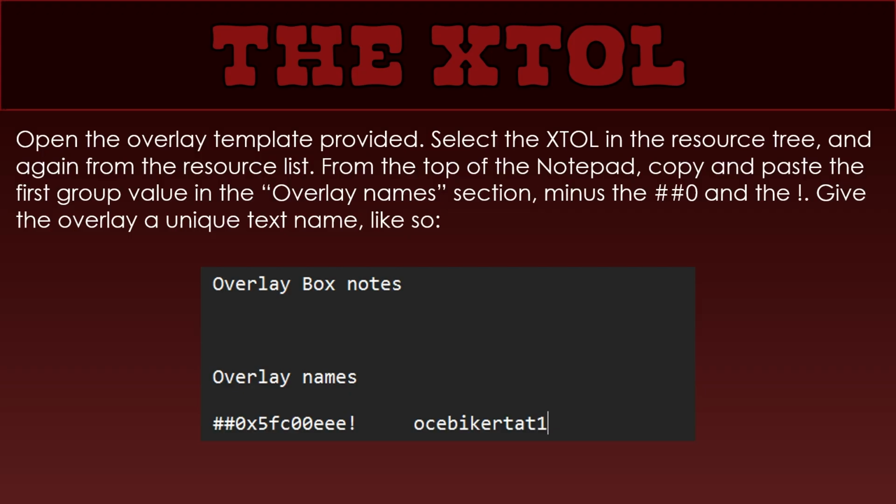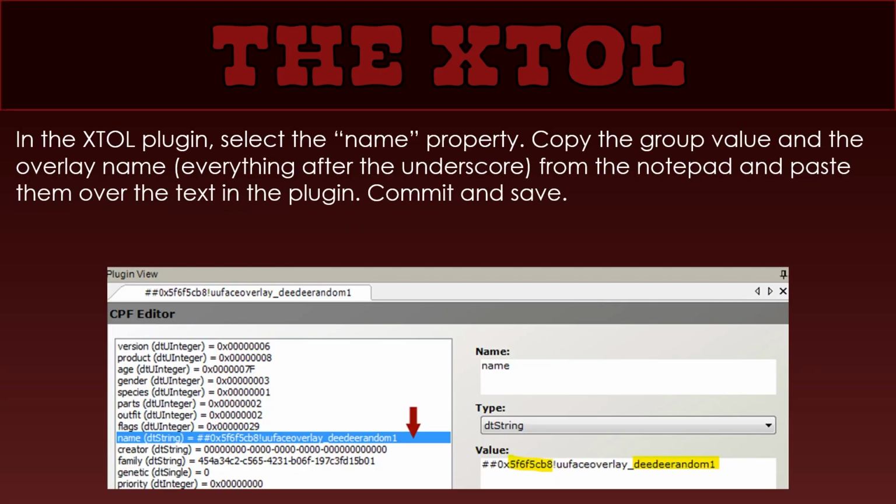The XTOL. So we open the overlay template that we're provided. We select the XTOL in the resource tree, and again, in the resource list. That group value that we copied, we want to copy that. And then in the XTOL plugin, we paste the group value between the X and the exclamation point as in the image there. We give our overlay a unique resource name. In this case, the clone that I used was dd_random1. So we'll replace everything after the underscore of dd_random1 with the name of the new overlay. Then we commit and we save.